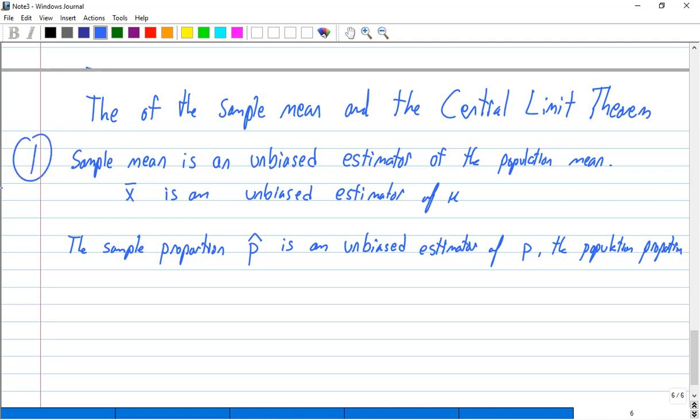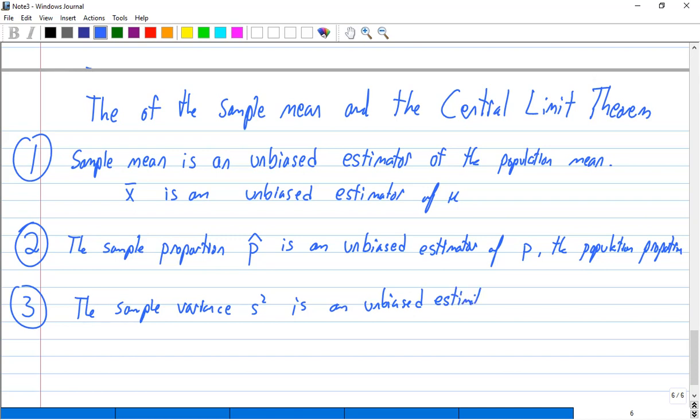All right, so we know this about the mean. We know this about the proportion. The other one, and I know I just told you this, but I'm going to write it down anyway. The sample variance S squared is an unbiased estimator of sigma squared, the population variance.